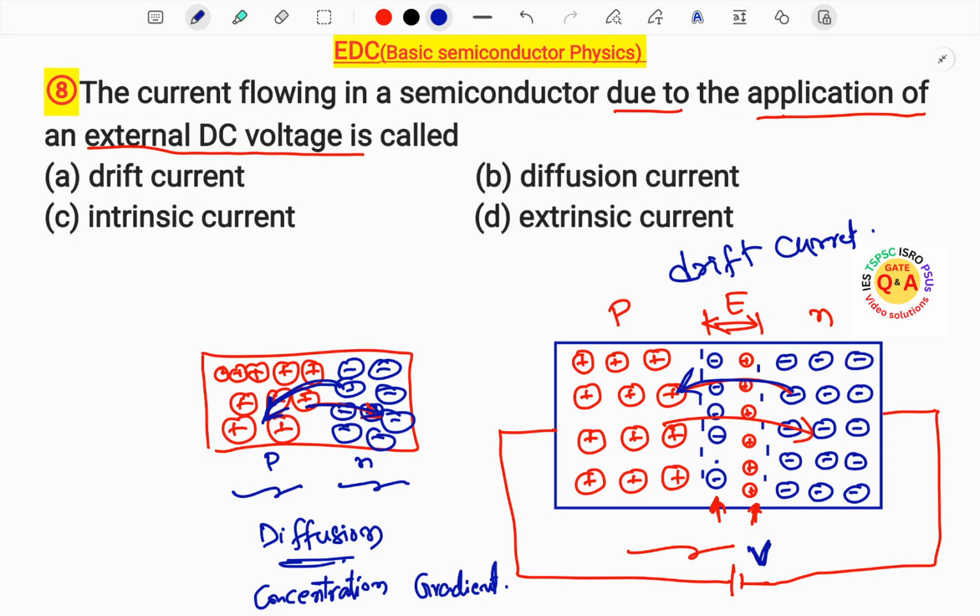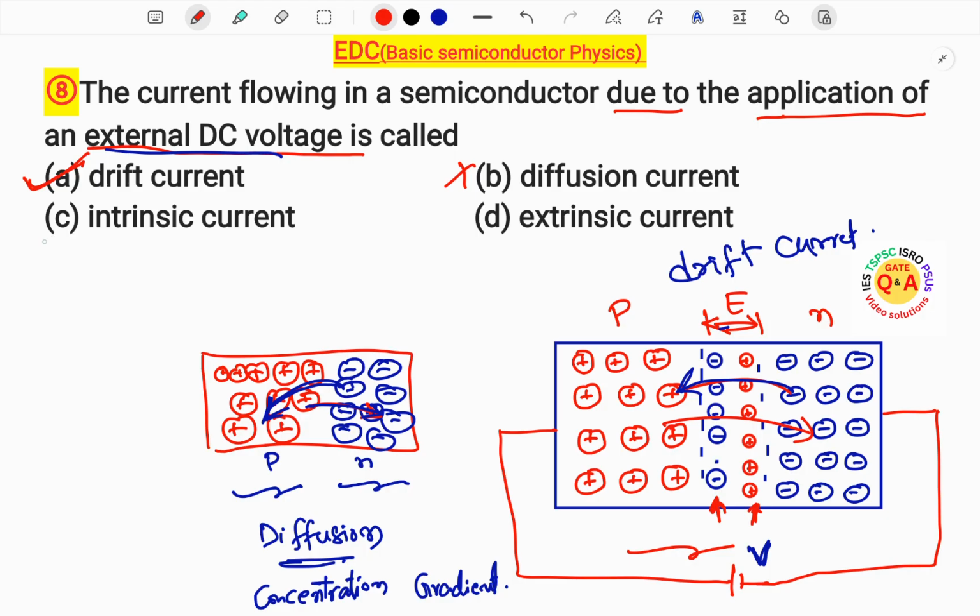By applying this external voltage, an electric field is generated internally. Due to this electric field, carriers will move from one side to the other side. This is known as drift current. So coming to our question now: by applying an external electric field, the current is drift current. Option A is correct.